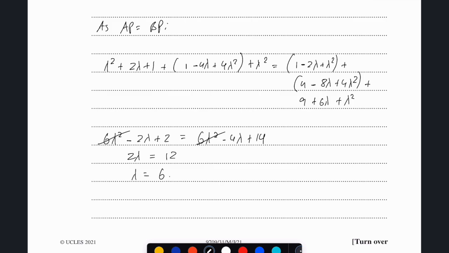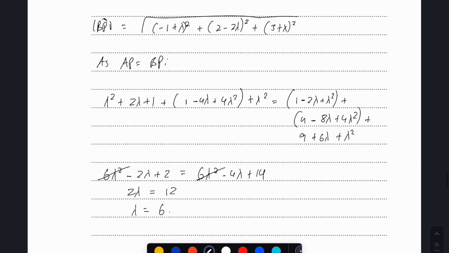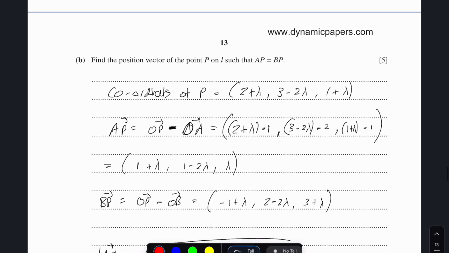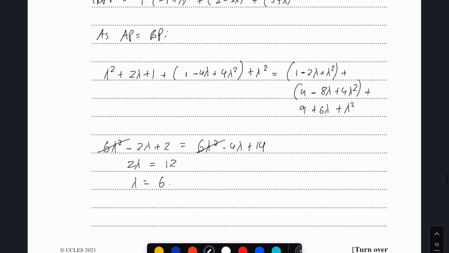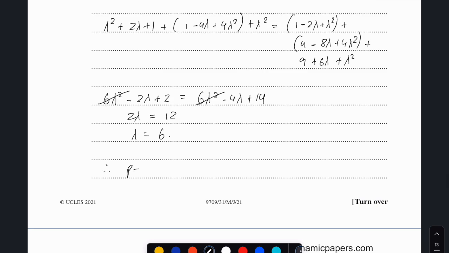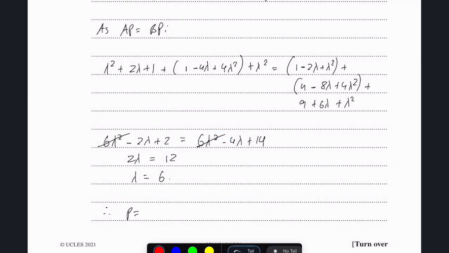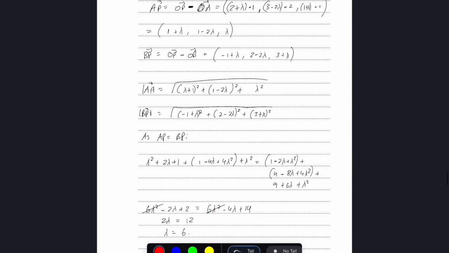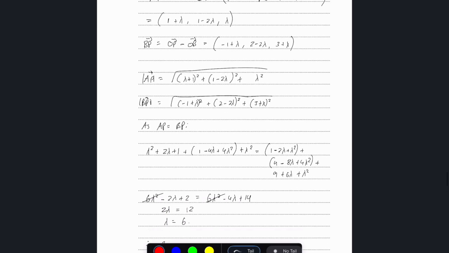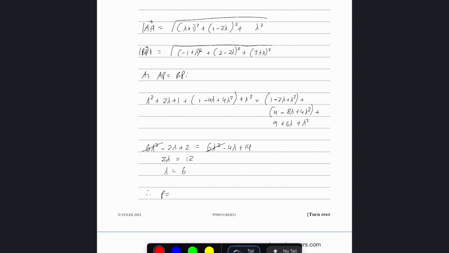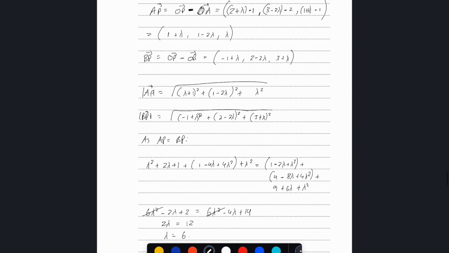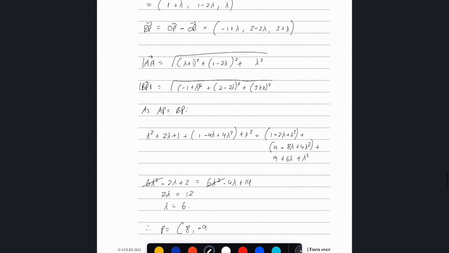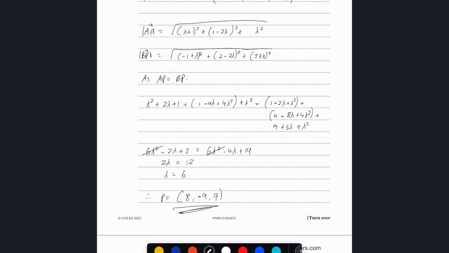So if lambda equals 6, what does P equal? Remember, that's what they want. If lambda equals 6, therefore P, 2 plus lambda, 3 minus 2 lambda, 1 plus lambda, gives 8, negative 9 and 7. Okay, that's going to be the final answer.